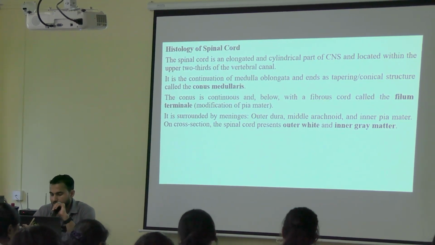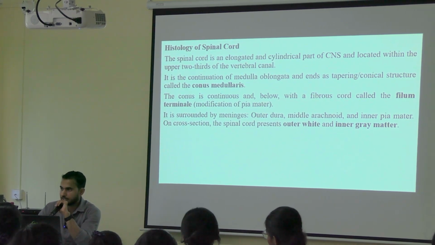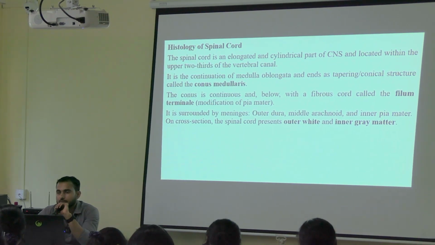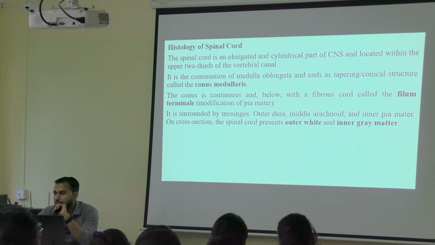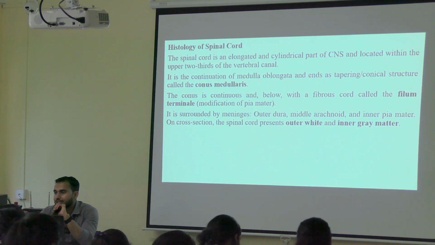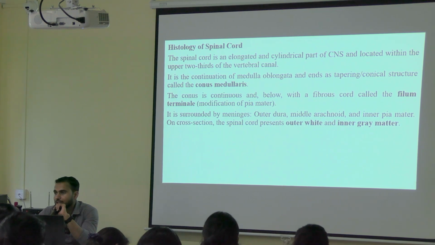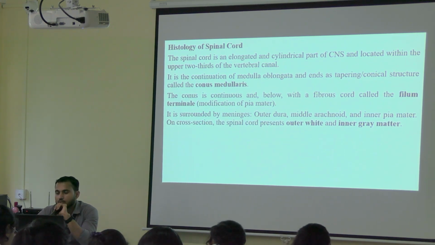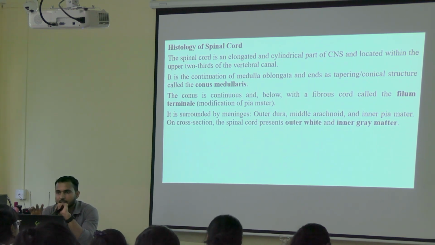What have you studied about the spinal cord? In physiology, I know you have studied it. Everyone knows that the spinal cord is a part of the central nervous system, an elongated part, the medulla oblongata extending downwards. From where to where is it extending? From the upper border of C1 to the lower border of the L1 vertebra. That is the extent of the spinal cord, and it occupies the upper two-thirds of the vertebral column.